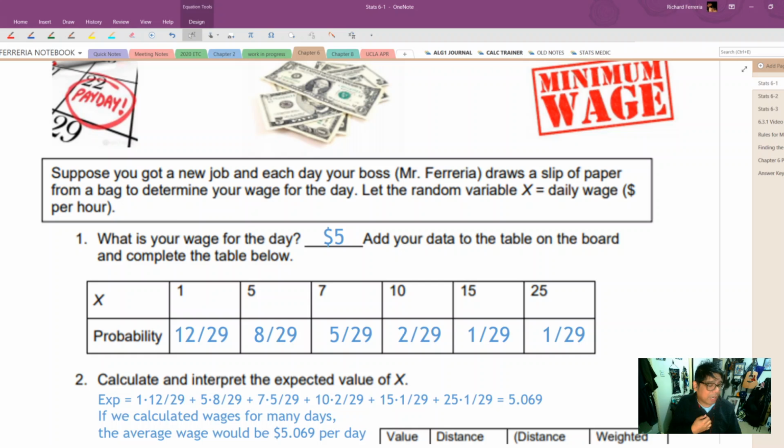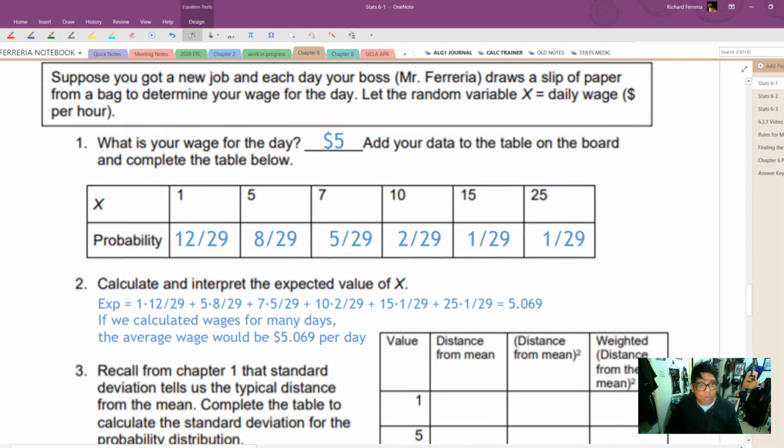So one person got a wage of $5. And then when we added all of the class data together, we got this probability distribution. So 12 out of the 29 students got a $1 wage. 8 of the 29 students got a $5 wage. 5 of the 29 students got a $7 wage, and right on down the line until we got one lucky student who got the $25 wage.